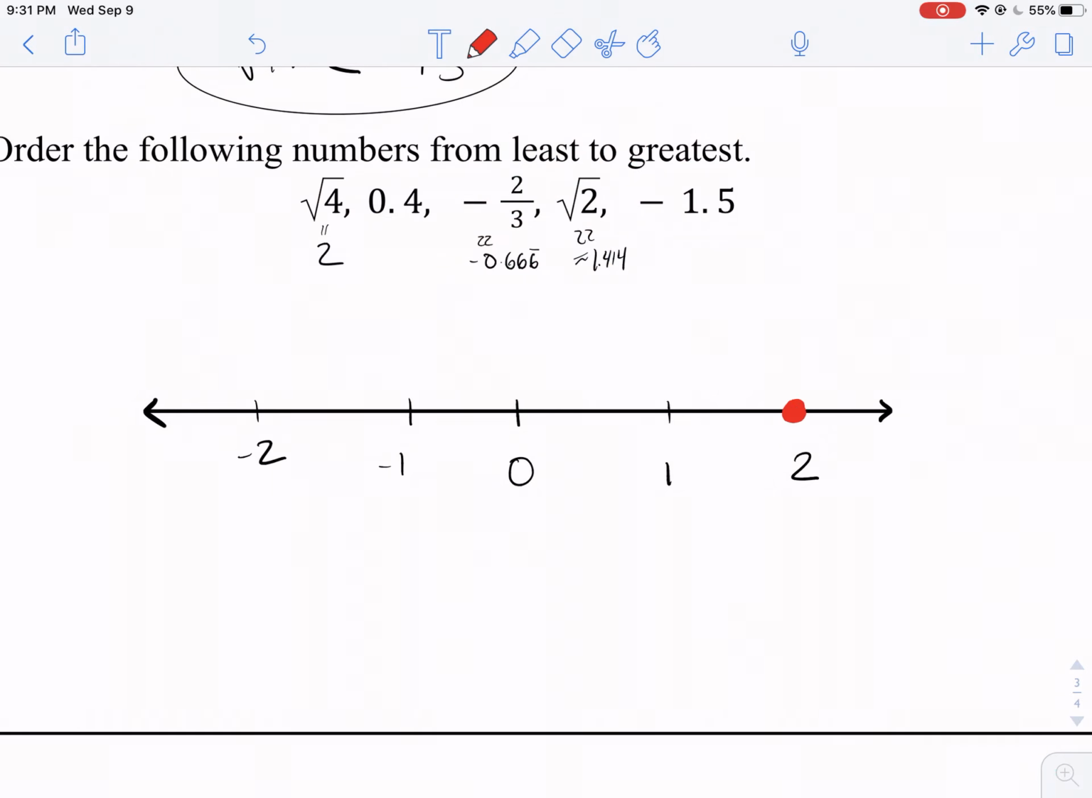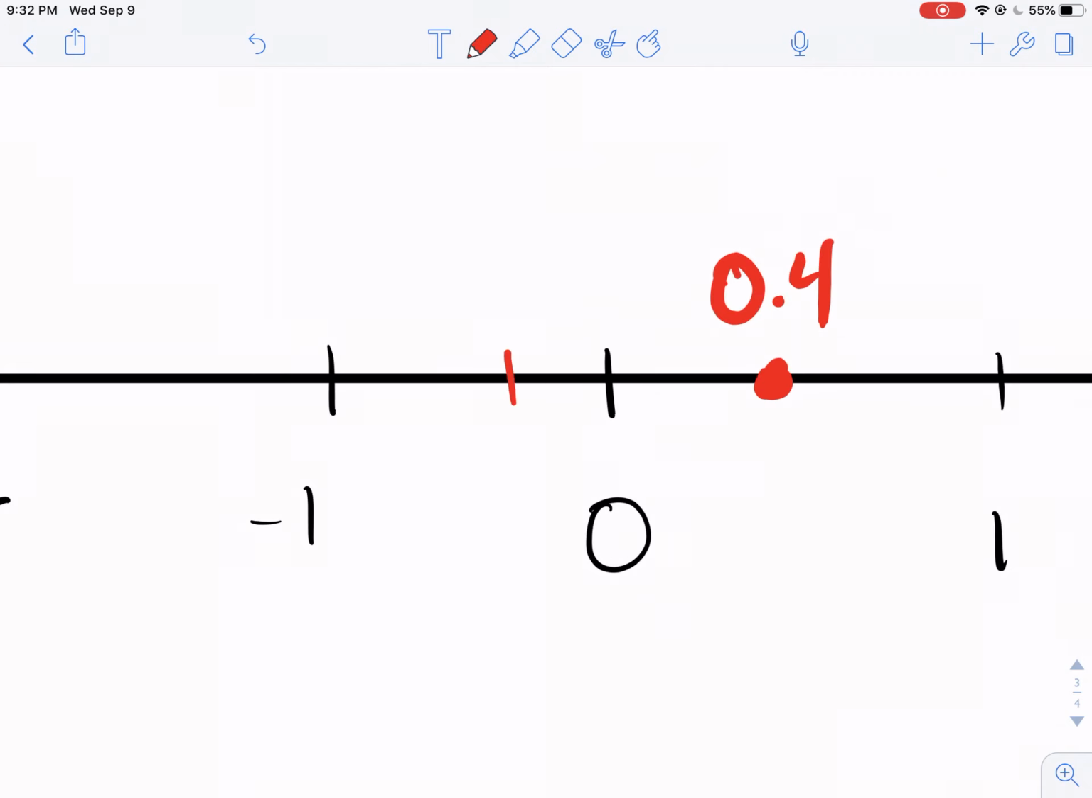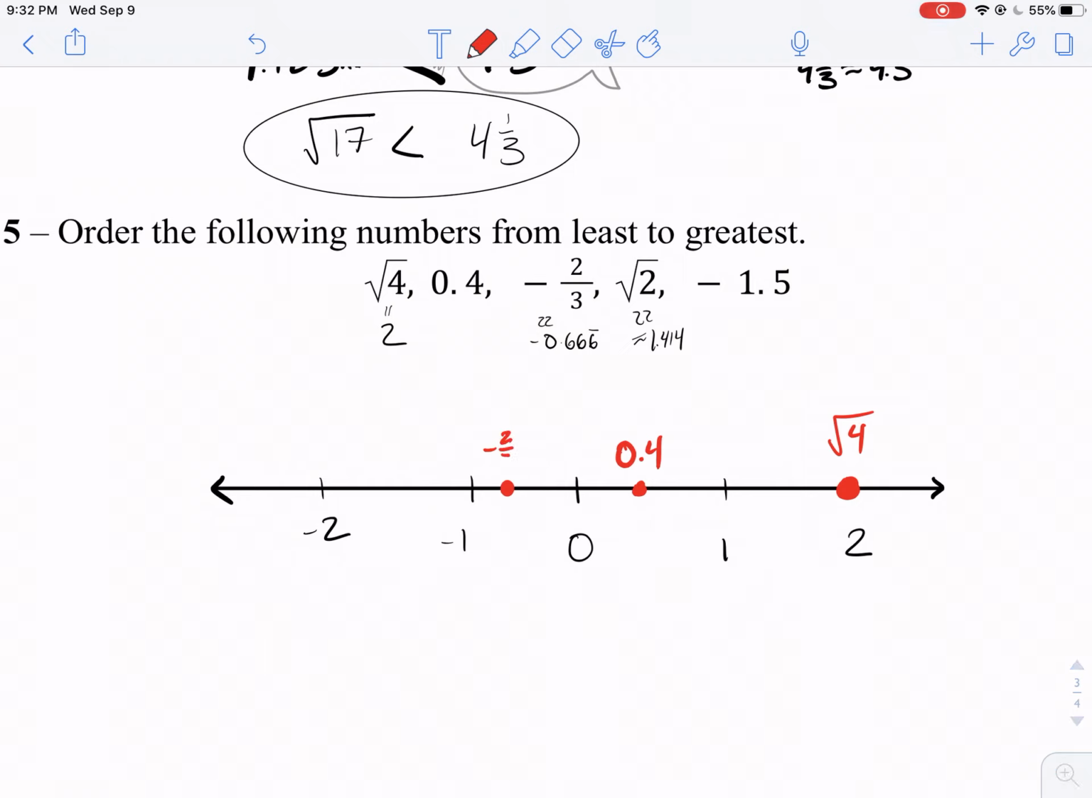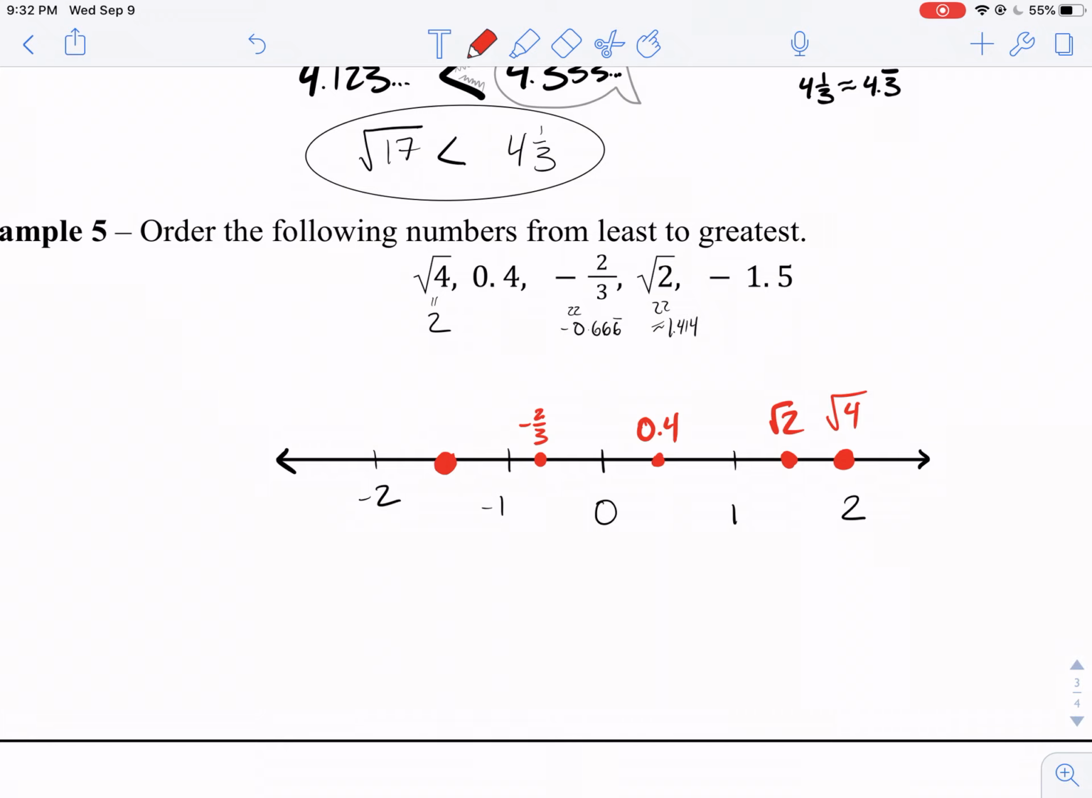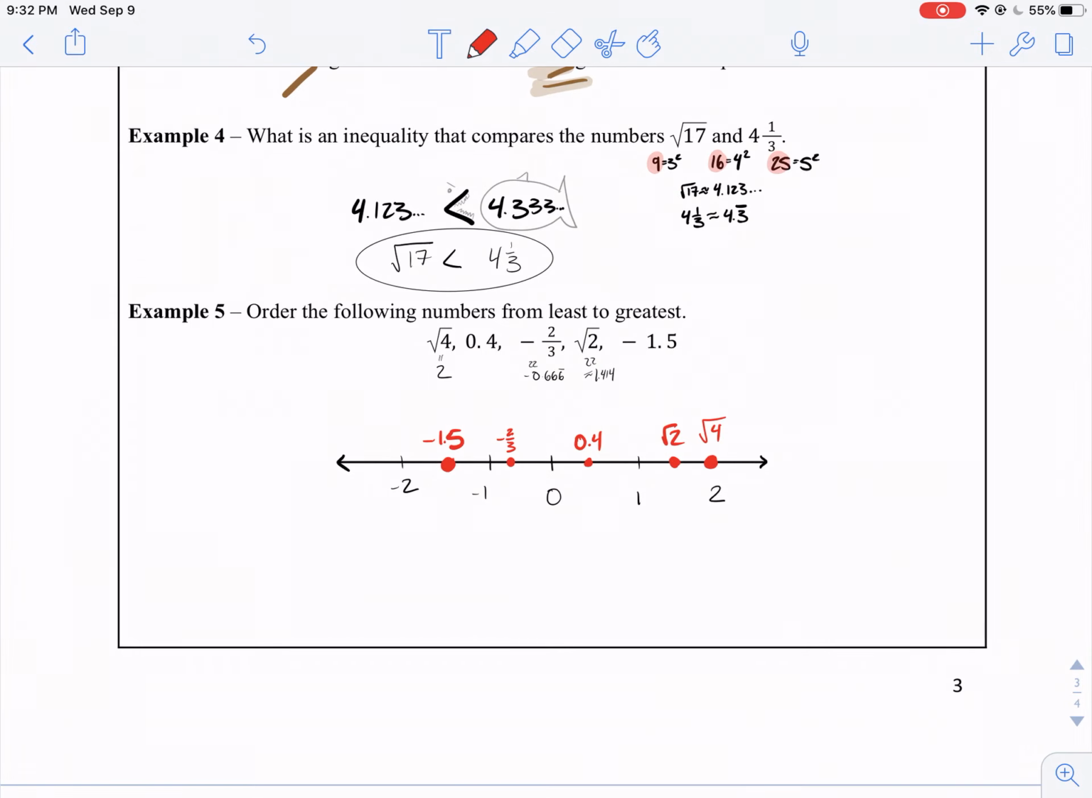All right, the square root of 4 we said is exactly 2, so the square root of 4 goes right there. 0.4 is a little bit less than a half, so if my half is like there, 0.4 goes here. Negative 2/3 is going to be 2/3 of the way through here, so I can estimate thirds. Yeah, it's going to go right there. The square root of 2 is 1.4, that's almost 1.5, right? So we can put it about halfway, but just a little bit not. And finally, negative 1.5 goes exactly between negative 1 and negative 2. We put them on the number line.